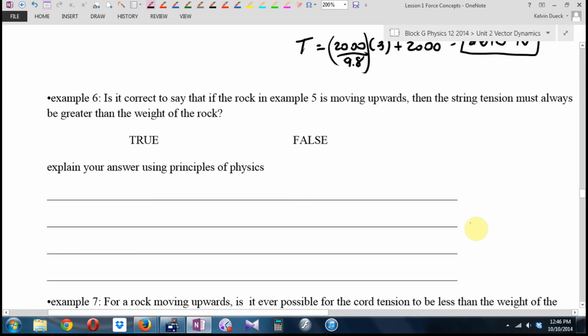Example 6. Is it correct to say that if the rock in example 5 is moving upwards, then the string tension must always be greater than the weight of the rock? What was the weight of the rock in newtons? What was our tension that we solved for? 2,600. So it certainly is greater. Does it always have to be greater?